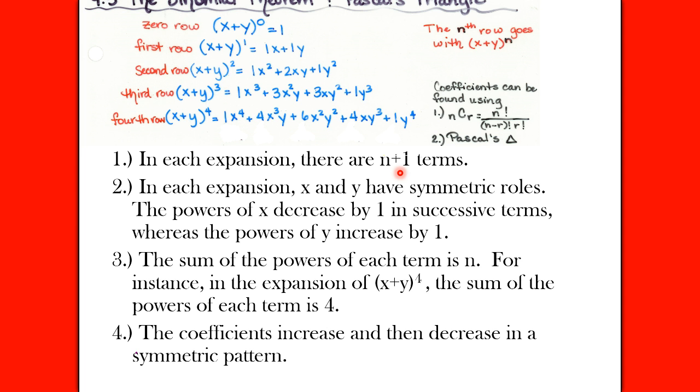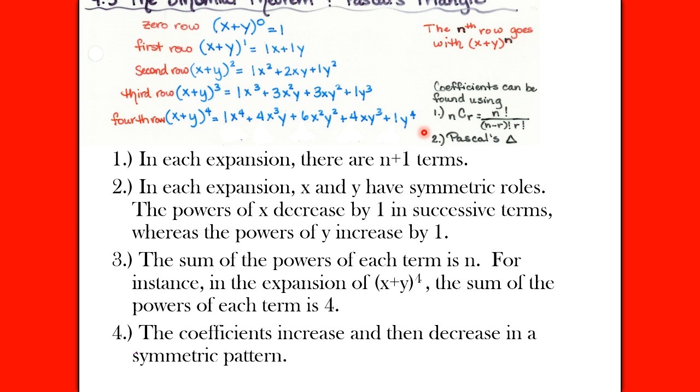The second thing it says is in each expansion, x and y have symmetric roles. The powers of x decrease by 1, the powers of y increase by 1. So again, look at that fourth row. This was the fourth row, so we started with x to the fourth, and then we're going to decrease by 1. X to the fourth, x to the third, x to the second, x to the first, no x. The powers of y are going to increase by 1. So we start off with no y, or y to the 0, and then y to the 1, y to the 2, y to the 3, y to the 4.